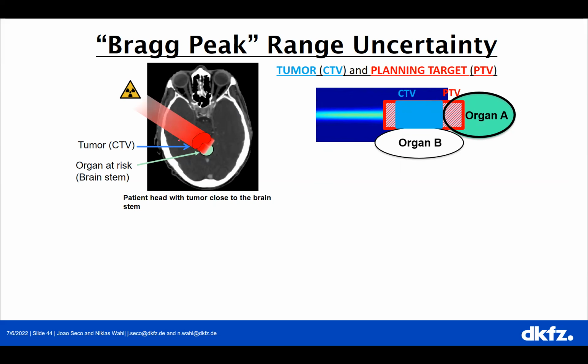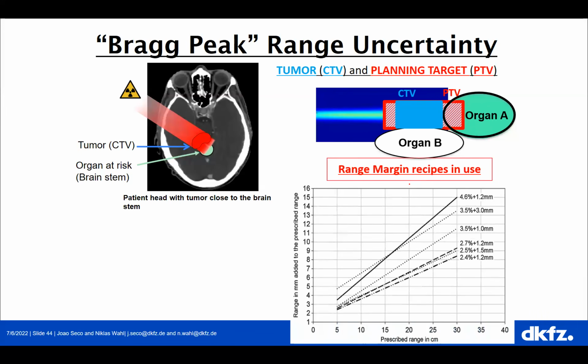So here's an example of the impact. You have a tumor sitting right next to the brainstem. When I expand the PTV, I get extensive dose given to the brainstem. And keep in mind, the brainstem is one of the most radiation-sensitive organs in the brain. There are a variety of range margin recipes in use in the US. These are all of them.